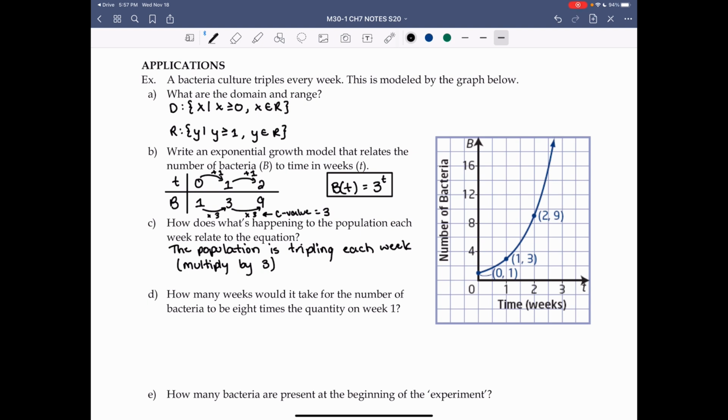D, how many weeks would it take for the number of bacteria to be 8 times the quantity on week 1? On week 1, we have a population of 3 bacteria from the point (1, 3). B equals 3. We want to know how long it takes for the bacteria to be 8 times the quantity on week 1. So 3 times 8 is 24. Then we can use our graphing calculators, do y1 equals 3 to the power of x and y2 equals 24, and then find the x values of the intersection points.